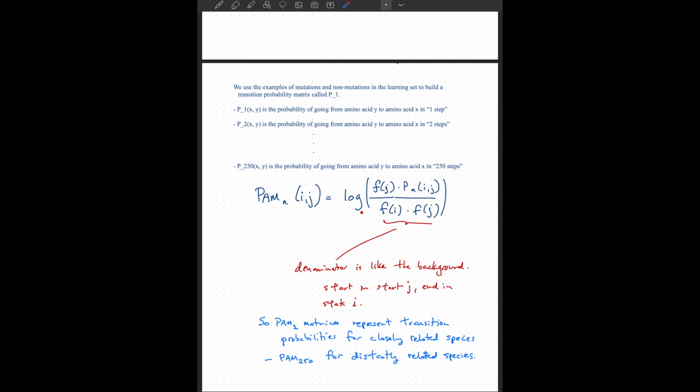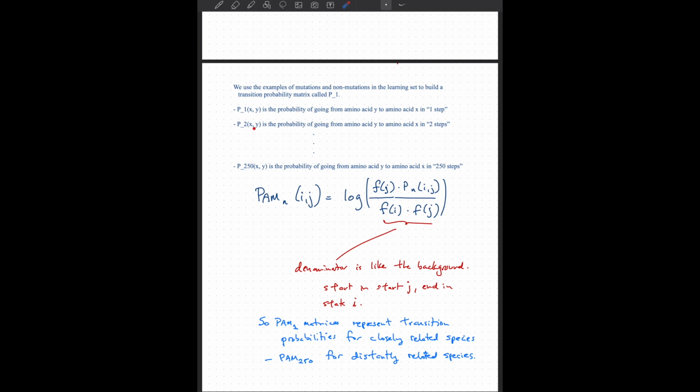But then, we use the examples of mutations and non-mutations in the learning set to build a transition probability matrix P1. And we think of P1 as the probability of going from amino acid Y to X. I've always hated this, that somehow they reverse it. I always think of X going to Y, and in all of our Markov chains, that's what we are doing, X to Y. But in PAM matrices, it's reversed. I really don't like it, but that's the convention. So it's amino acid to amino acid in one step. Think of that as one step of the Markov model, okay?